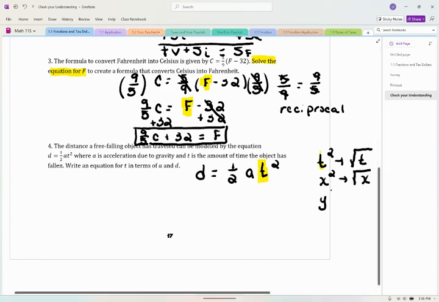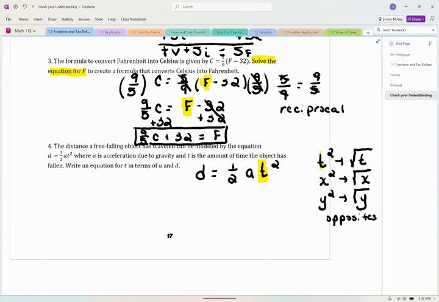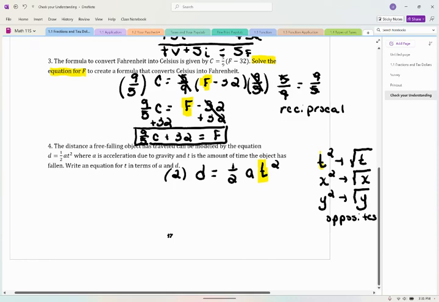If I had y squared and I wanted to undo it, I would do the square root of y. Okay? So these are all opposites. We call them inverse operations. But I have a fraction, 1 divided by 2. What's the first thing I should multiply by? If I have 1 divided by 2, I want to multiply this whole thing by 2. Opposite of dividing by 2 is multiplying. 2D equals half of 2 is just 1. A T to the second power.